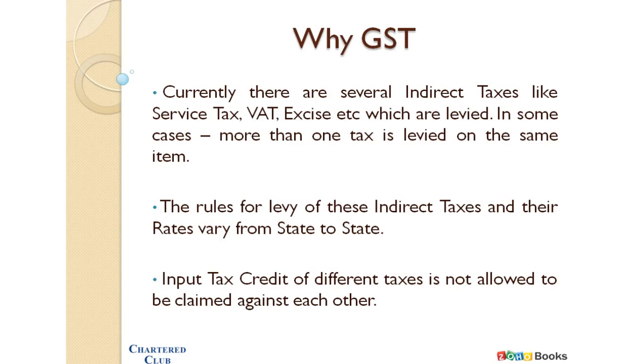Say for example, there's a manufacturer who produces pens. Now, on pens, excise duty is levied when the pens are manufactured. Then these pens move from the manufacturer's factory to the retailer's shop, and when the retailer sells it, then VAT is levied. So first excise is levied and then VAT is levied. Now these are two separate taxes, as a result of which the input tax credit cannot be claimed. So this was one of the reasons why we thought of removing multiple taxes and introducing a single tax, that is GST, goods and services tax.